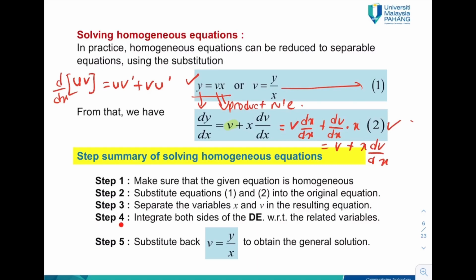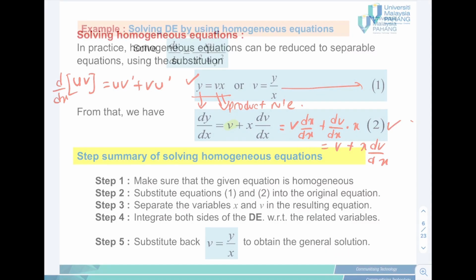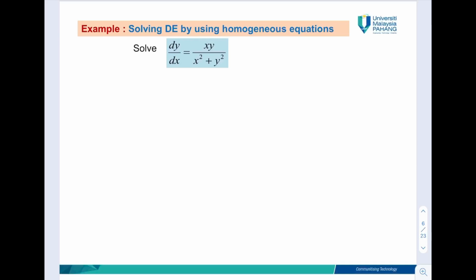Step number 4, integrate both sides of the DE with respect to the related variables. Meaning we do the separation, right and left, and then we integrate both sides, and then substitute back, using equation number 1, v equals y divided by x, to obtain the general solution. The original equation is in y and x, so we have to replace it back because we don't want that v. Okay, done. Now we will discuss the first question by using the homogeneous equation. First thing we have to check is whether this differential equation is homogeneous or not.